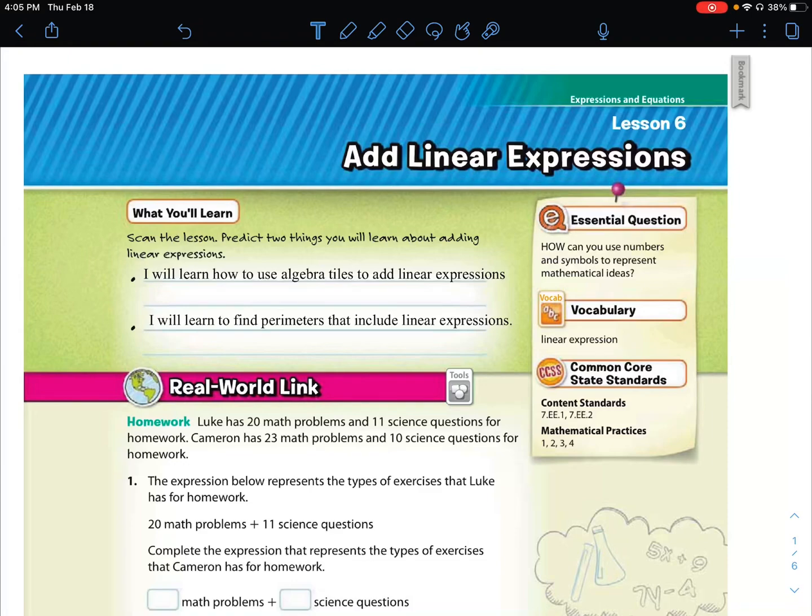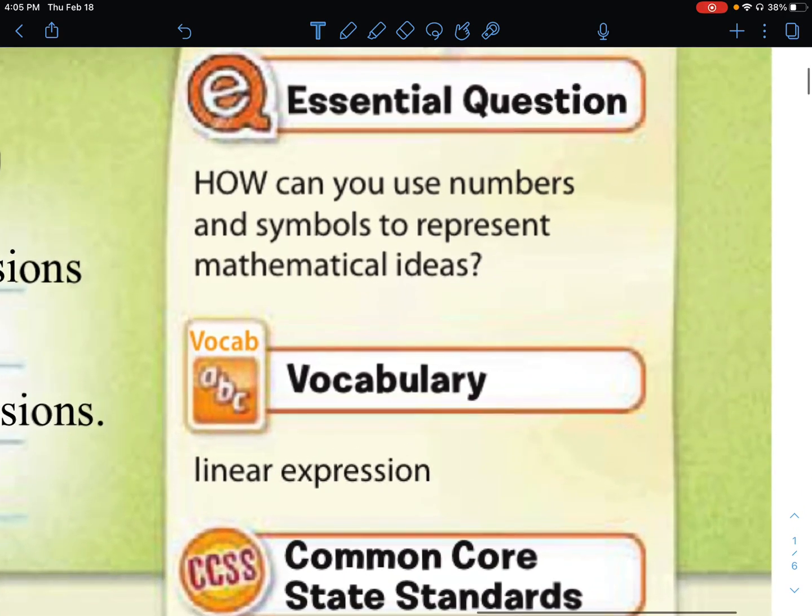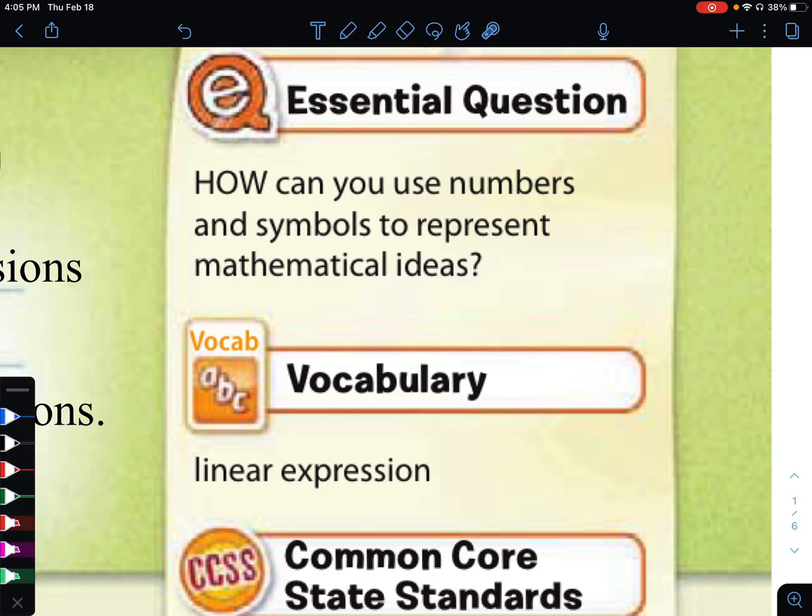This is lesson 6 of chapter 5, add linear expressions, and we go back to our essential question: how can you use numbers and symbols to represent mathematical ideas? Throughout this chapter, you've noticed that we've been dealing with algebraic expressions, variables, and defining variables. This lesson is no different. We will be looking at a lot of mathematical ideas and symbols or variables which will represent those.